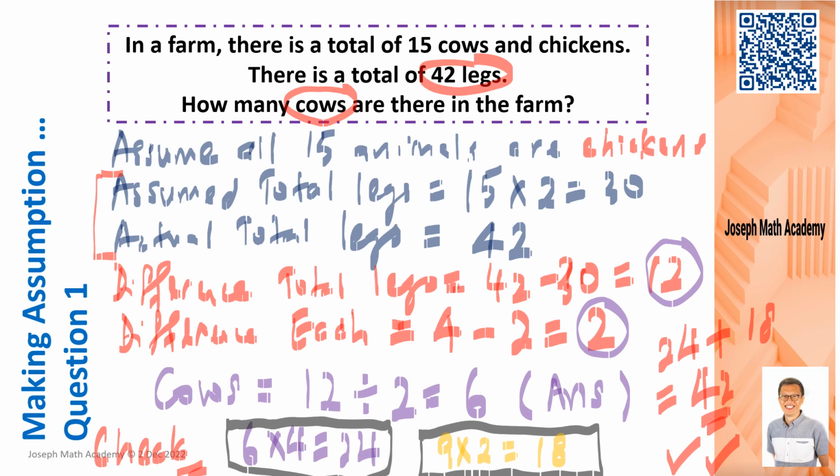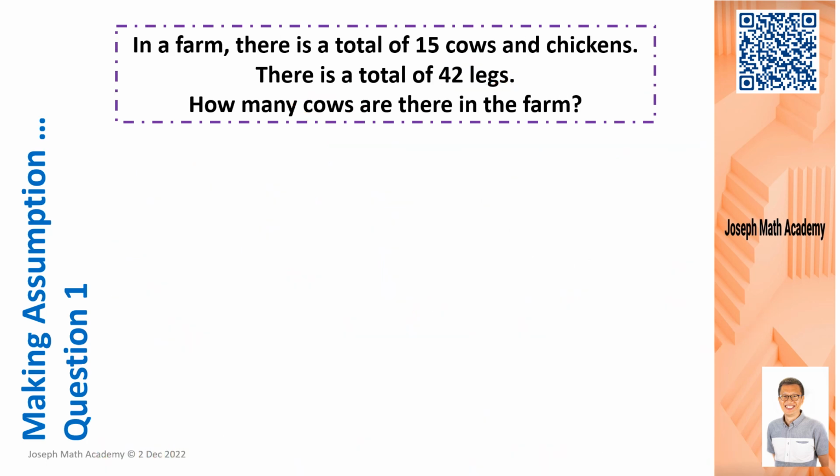So in question number 1, in this particular slide, I have already shown you by assuming all the animals are chickens. I stated my assumption statement to be the opposite of the question. That means we assume all are chickens, the opposite of the question. Now, what if you assume all are cows? That means we did not assume the opposite. So let me do it.